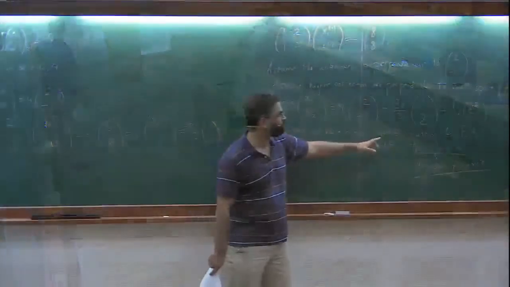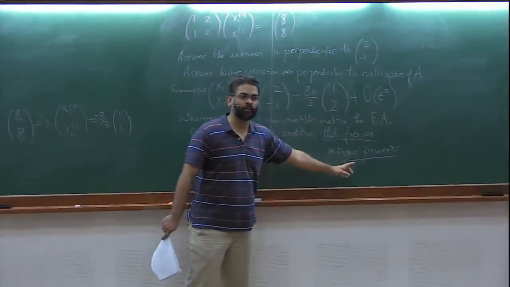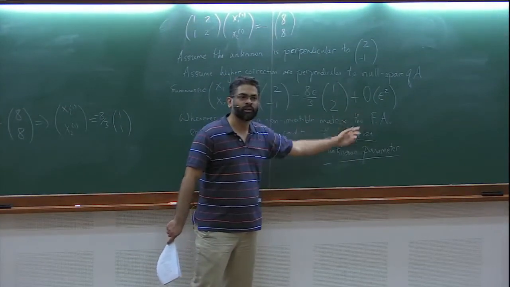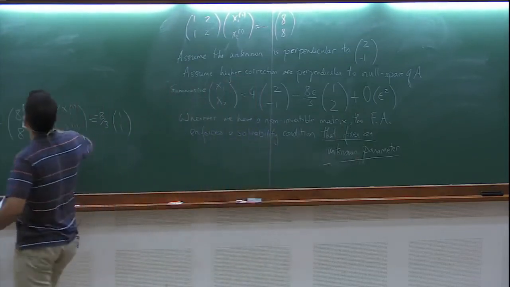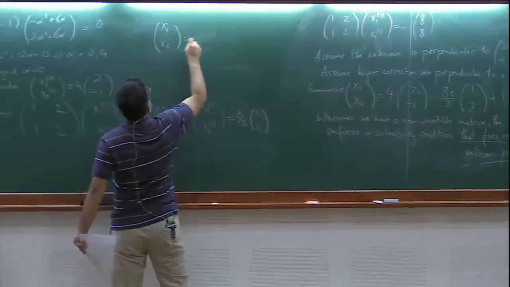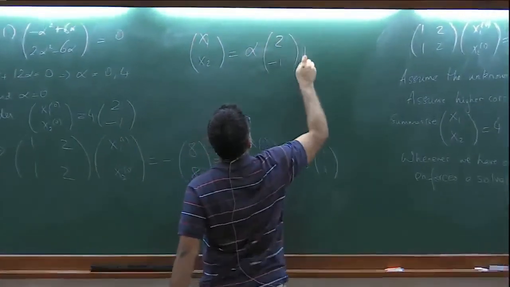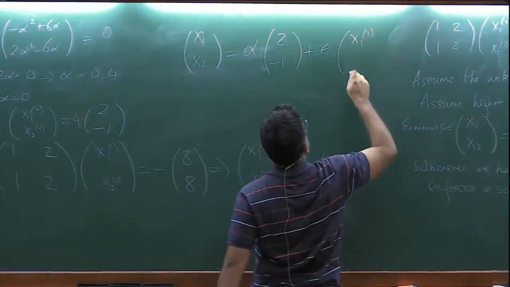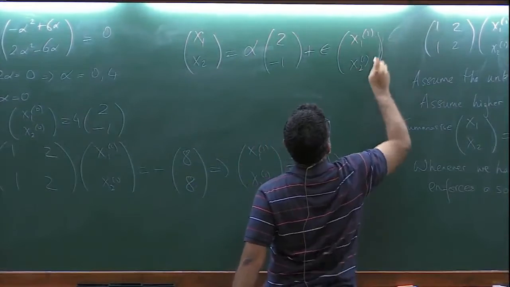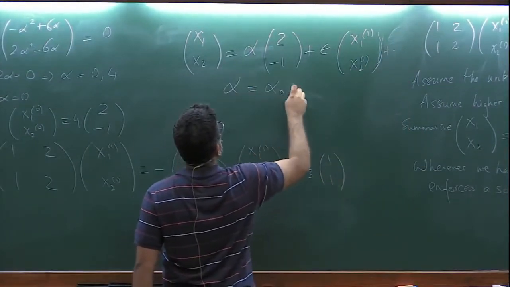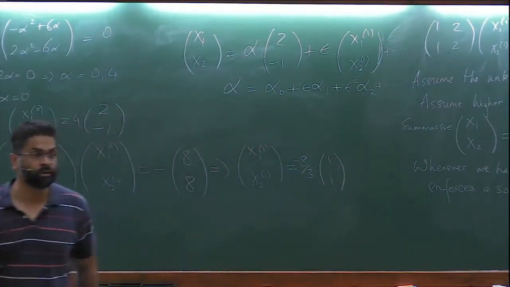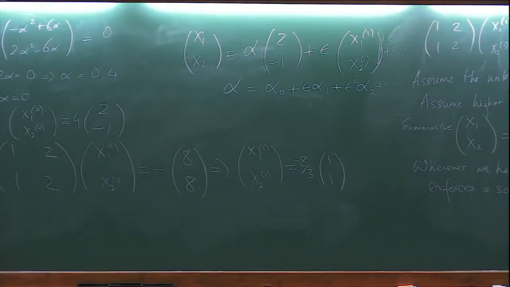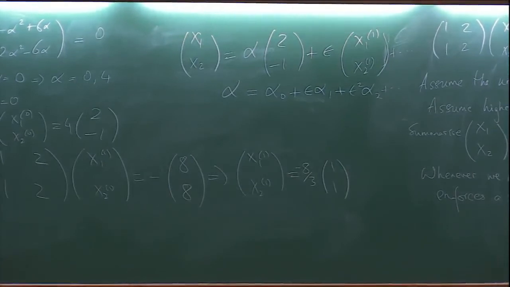And then we'll proceed. So this sort of reads this sentence kind of backwards. This sentence says, in order to impose the Fredholm alternative fixes an unknown parameter. If you want to impose the Fredholm alternative, introduce an unknown parameter so that you have the freedom. So when we took x1, x2 to be alpha 2 minus 1 plus epsilon x1,1, x2,1, plus so on, I'll take alpha to be alpha naught plus epsilon alpha 1 plus epsilon squared alpha 2, and so on. Where at each order, I'll have an alpha to play with to fix through the Fredholm alternative.